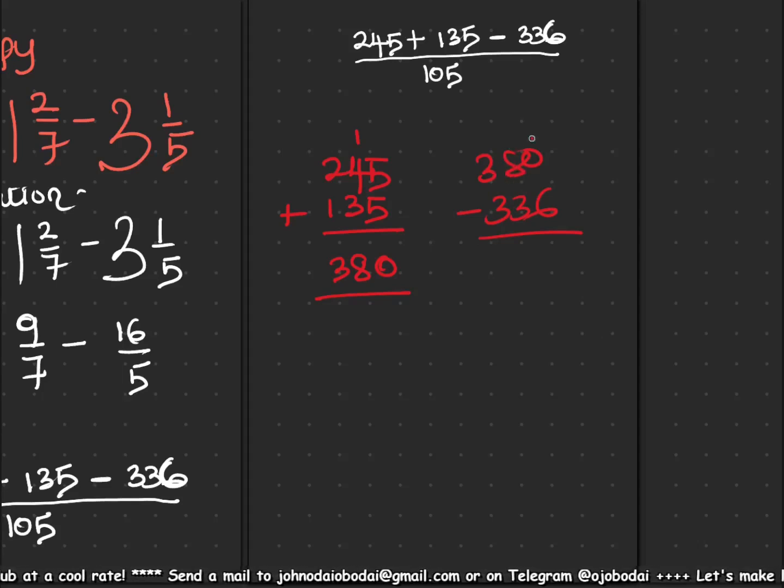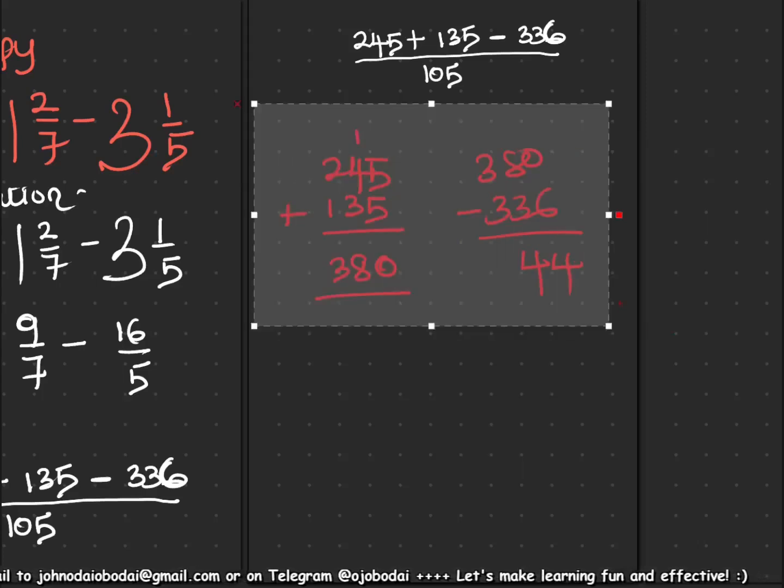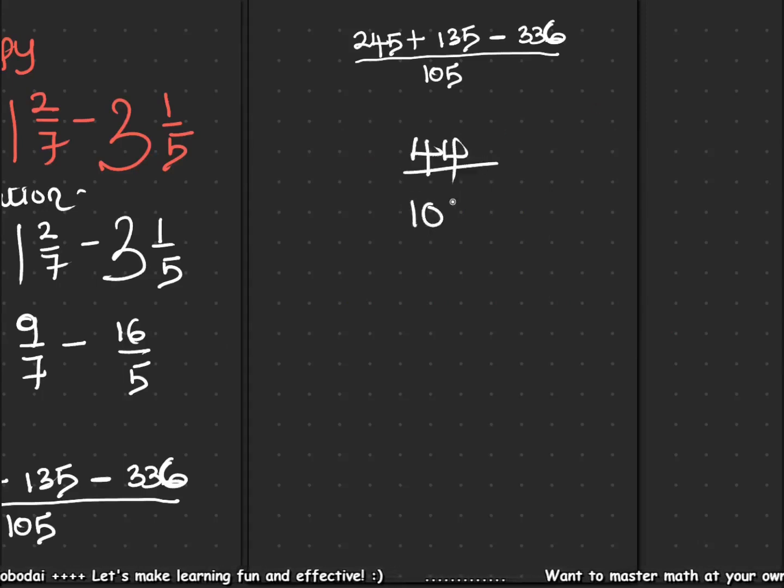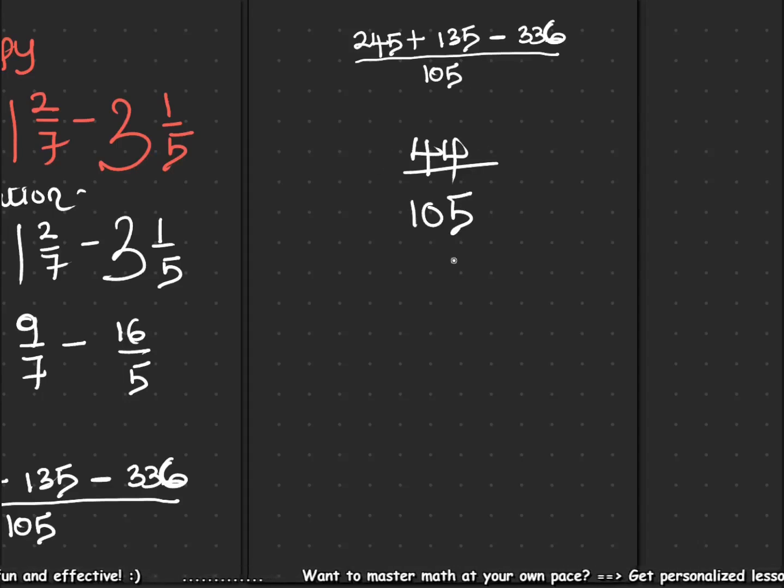Once again, we borrow 1 from here, giving us 10. 10 minus 6, we have 4. And remember, we borrowed 1 from here, so we are left with 7. 7 minus 3 gives us also 4. 3 minus 3 gives us nothing. So for the numerator, all we are going to get is 44. So you are going to get 44 over 105. And this is in its simplest form already. I don't think there are any common factors we can use to simplify further.